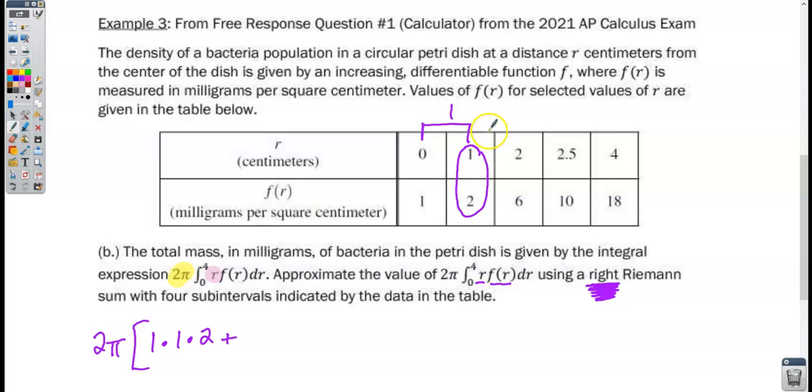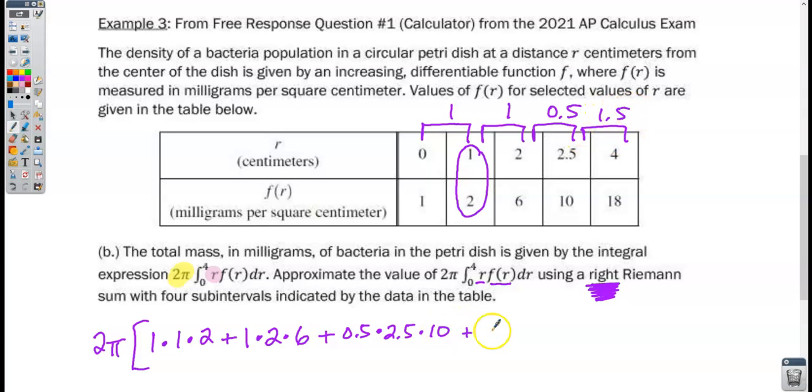All right, next one, the subinterval from 1 to 2 has a width of 1. The r value at the right endpoint is 2. The f of r value at the right endpoint is 6. Next interval, from 2 to 2.5, the width is 0.5. The r value is 2.5 at the right endpoint, and the f of r value is 10. And then the last subinterval, the width of the subinterval is 1.5, and the r value is 4, and the f of r value is 18.